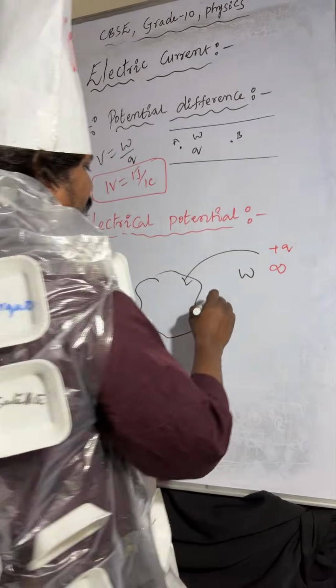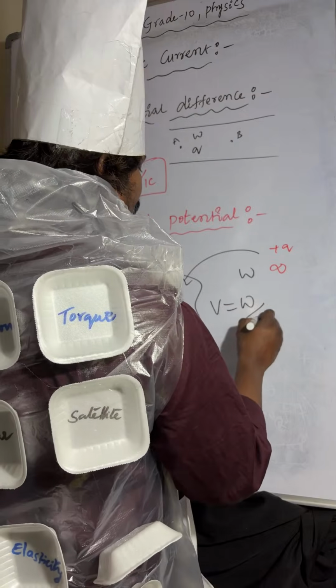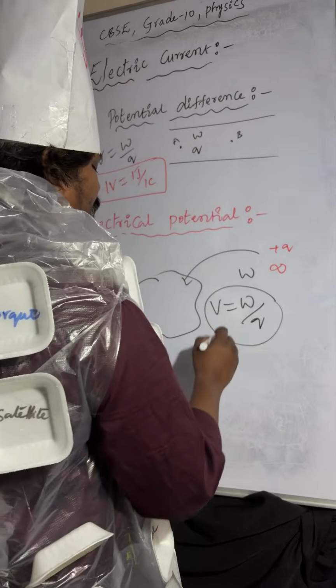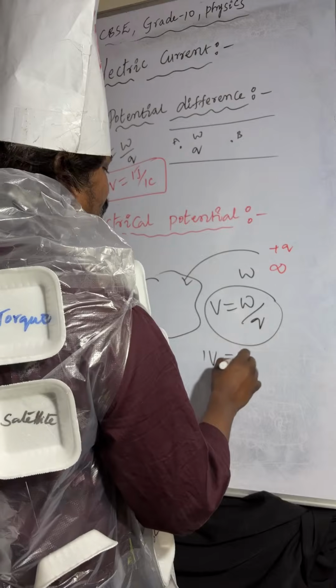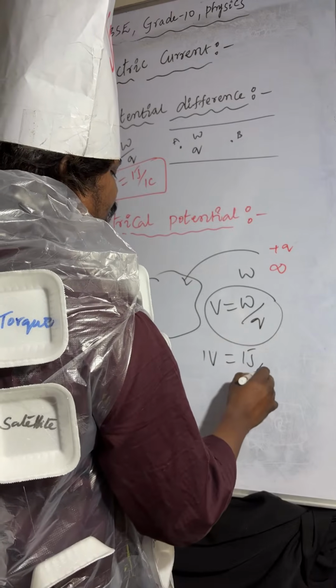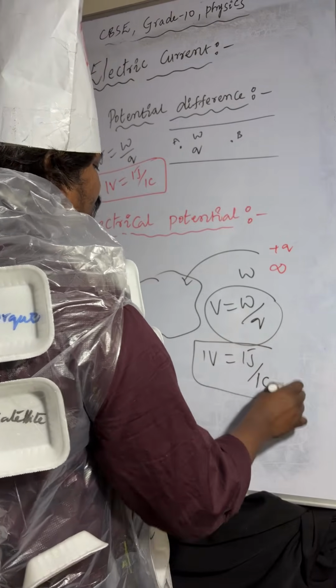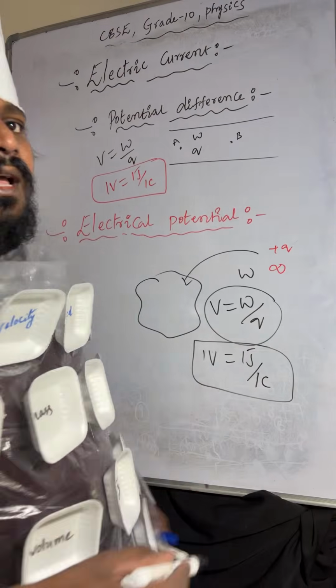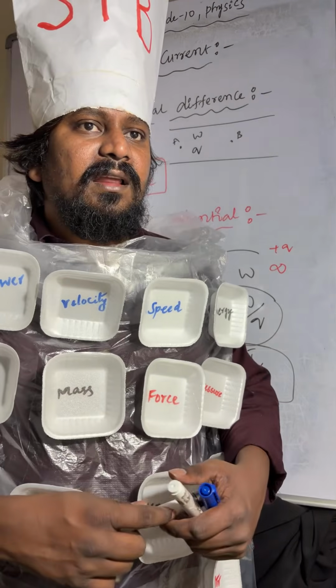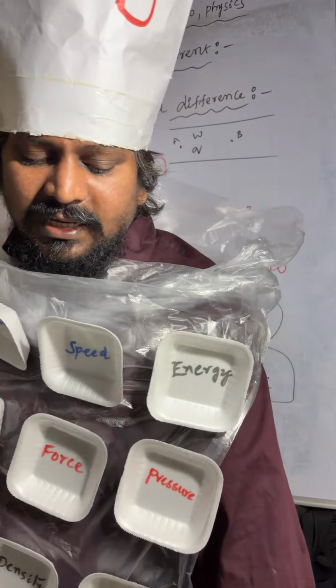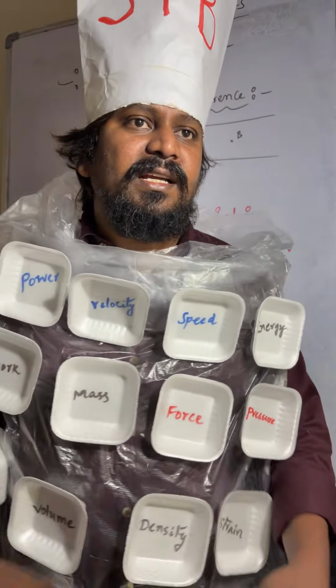So V equal to W by Q. SI unit of potential difference is volt. SI unit of work is joule. SI unit of charge is coulomb. So that is about electrical potential, potential difference and electrical potential. I hope it is very clear, right?